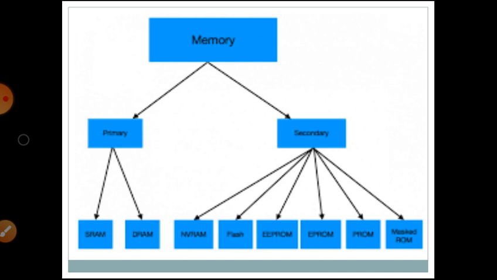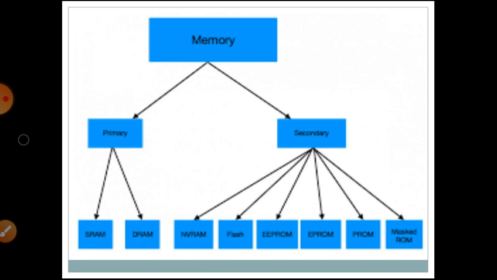This is the diagram of memory. As the figure shows, the basic types of memory are primary memory and secondary memory. It also has types such as random access memory as well as read-only memory. In our diagram we see that memory has two basic types, primary memory and secondary memory. Then the primary memory has another two subtypes: SRAM, that means static random access memory, and DRAM, that means dynamic random access memory.